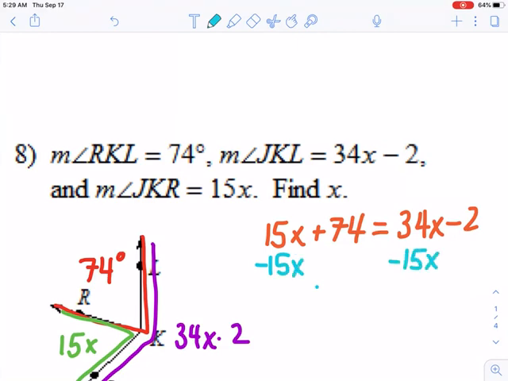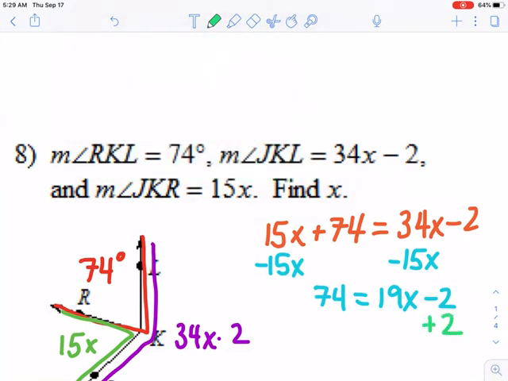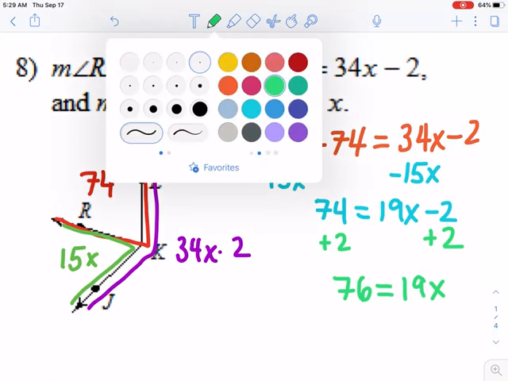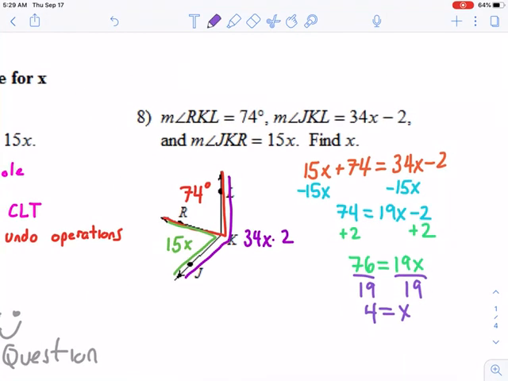Alright, and I'm going to get 74 equals 19x minus 2. Plus 2 to both sides. I'm going to get 76 equals 19x, and then divide by 19, 4 equals x. That's all it did. It told us to find x. I found it. Hooray me. This is my happy face.